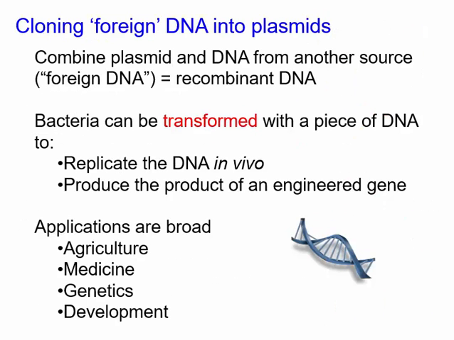Agriculture, medicine, genetics development. Say an example from medicine. If you or somebody you know is diabetic and takes insulin, that insulin is being produced by bacteria. It's a human gene that's put into, say, E. coli, that then expresses that protein, and then we can purify it. Now we have loads of insulin at hand.